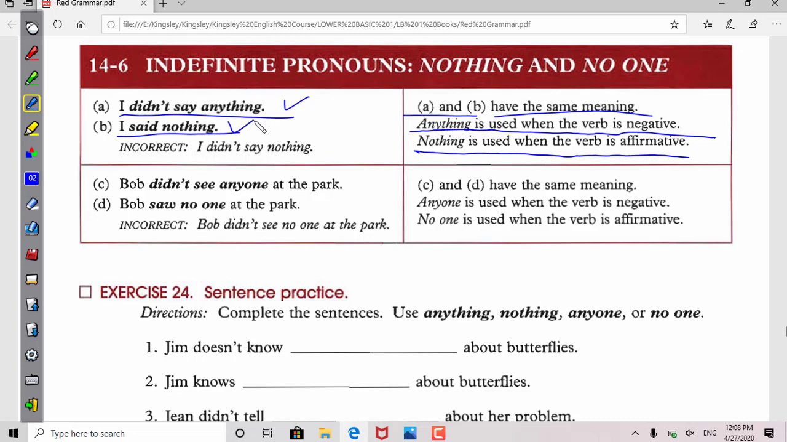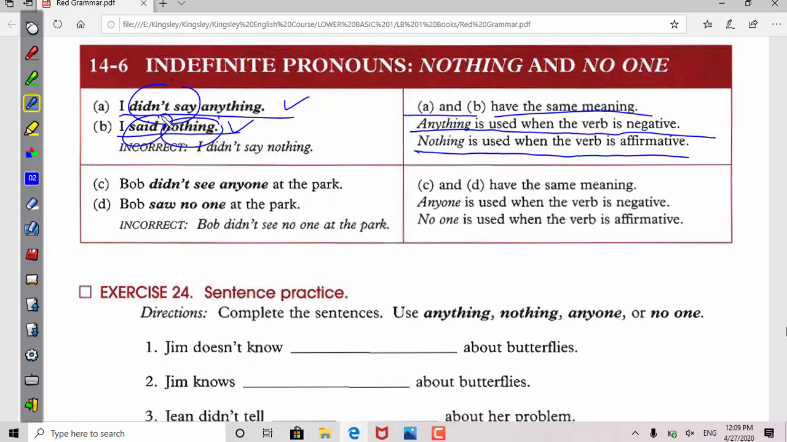Kenapa dia pakai anything? Because we have a negative over here. The verb is negative. Why do we put nothing over here, sir? Because this one is an affirmative statement. Again, kalau kata kerjanya negatif, pakai anything. Kalau kata kerjanya positif, pakai nothing. Saya tidak mengatakan apapun: I didn't say anything. Kalau kalimat positif menjadi I said nothing. Those two sentences are both correct.